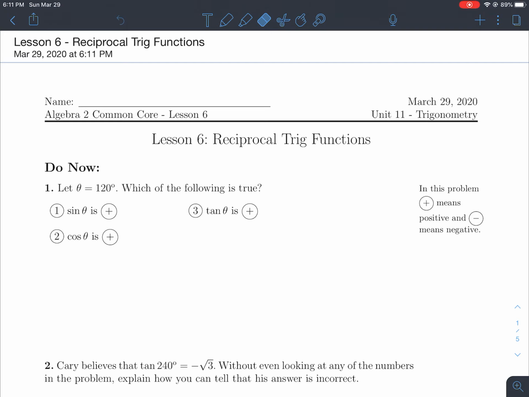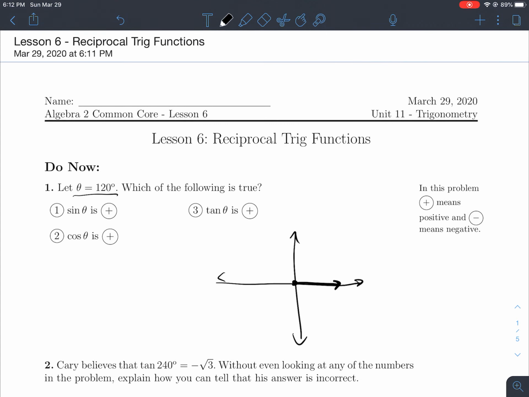So let's get started. Let theta equal 120 degrees. Which of the following is true? The most important thing here, when we're trying to figure out the sign of a trig function, is that for our quadrants, the graph of the angle theta is going to start in the same place that it always starts, on the positive x-axis.